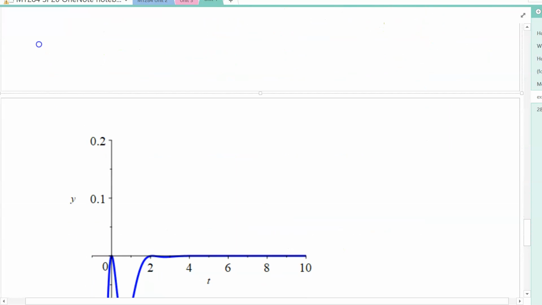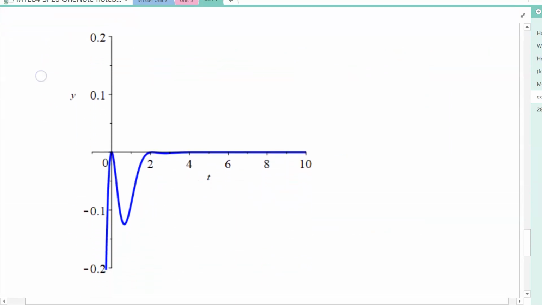So I've got the graph down below here. We do see some oscillation coming in there because of the cosine and sine factors, but multiplying them by e to the negative 2t makes that damp out quite quickly. So that's another example using the method of undetermined coefficients.